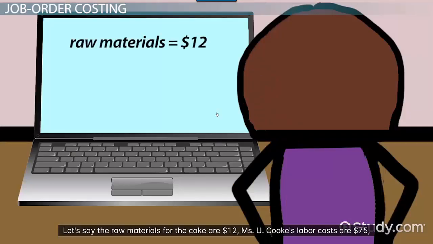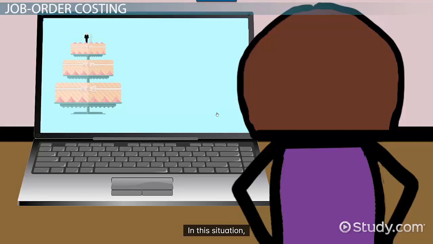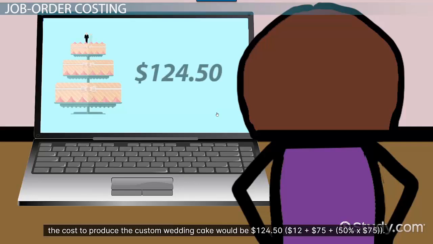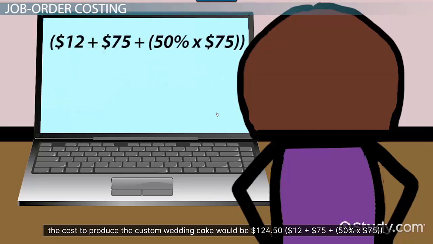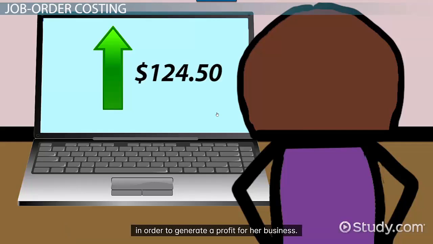Let's say the raw materials for the cake are $12. Miss Yu Cook's labor costs are $75, and overhead is allocated at a rate of 50% of direct labor. In this situation, the cost to produce the custom wedding cake would be $124.50: $12 plus $75 plus 50% times $75. Therefore, Miss Yu Cook would need to charge her customer more than $124.50 in order to generate a profit for her business.